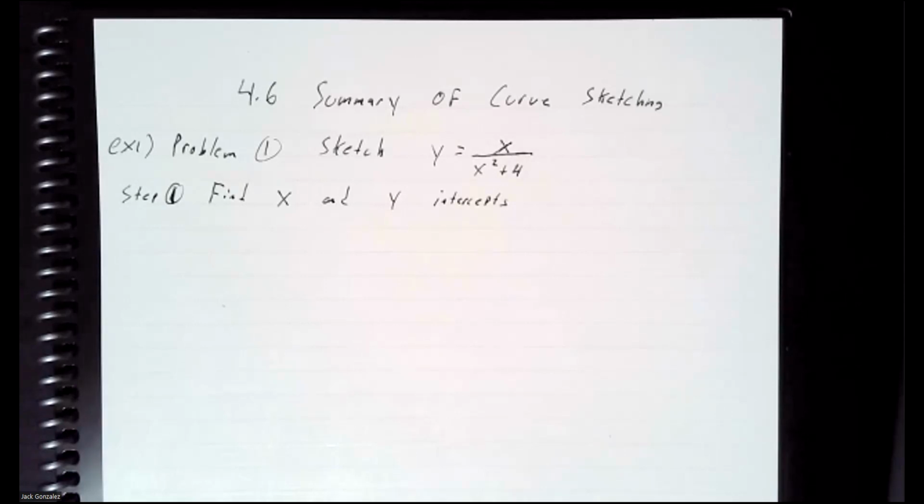Okay. So 4.6. What we're doing is pretending the graphing calculator does not exist. No, I love the graphing calculator. So you're gonna pretend it's the 1800s, and you want to graph this guy.